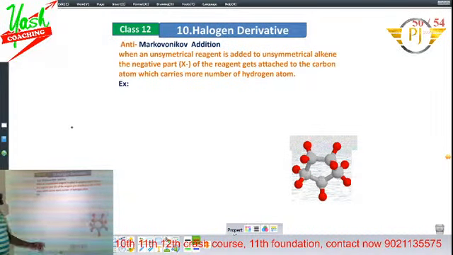We can explain the anti-Markovnikov rule as reverse or opposite to the Markovnikov rule. It also needs an unsymmetrical alkene and an unsymmetrical reagent. We define the anti-Markovnikov rule this way also: when an unsymmetrical reagent is added to an unsymmetrical alkene, the negative part of the reagent attaches to the carbon atom which carries the more number of hydrogen atoms.